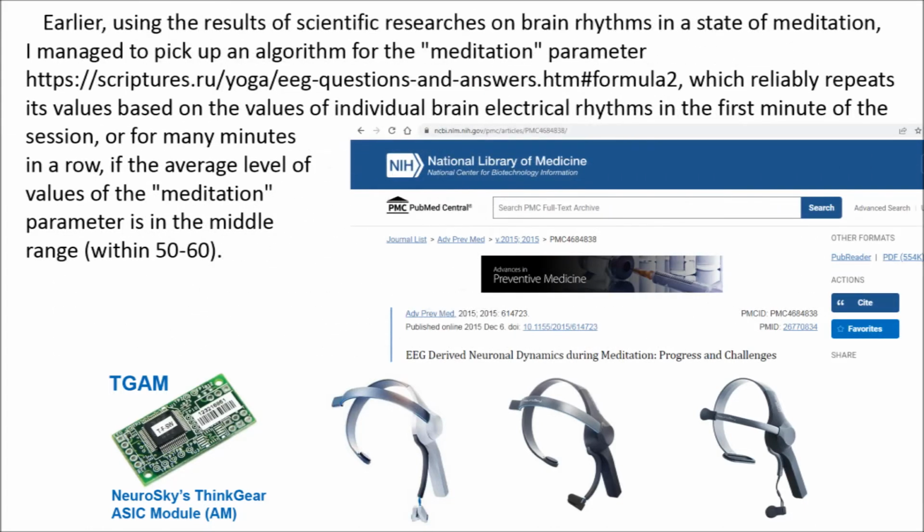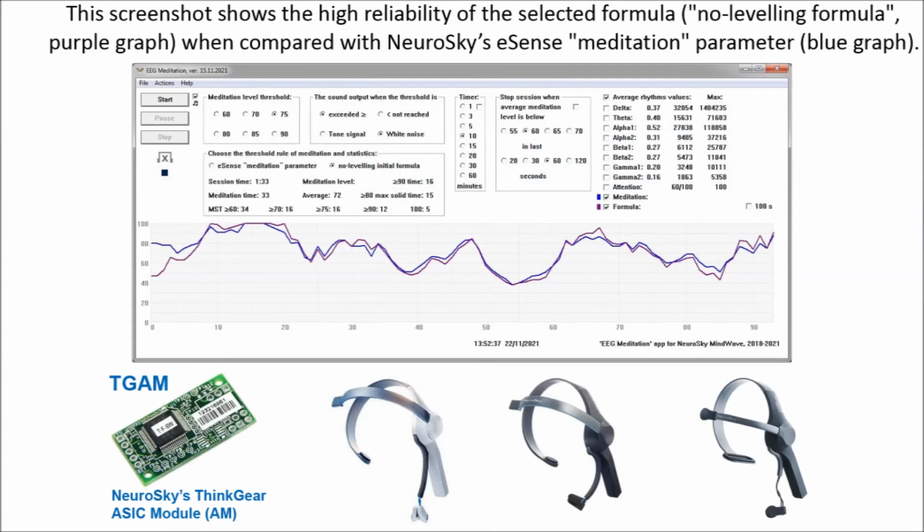Earlier, using the results of scientific research on brain rhythms in a state of meditation, I managed to pick up an algorithm for the meditation parameter, which reliably repeats its values, based on the values of individual brain electrical rhythms in the first minute of the session, or for many minutes in a row if the average level of values of the meditation parameter is in the middle range, within 50 to 60. This screenshot shows the high reliability of the selected formula when compared with the meditation parameter.